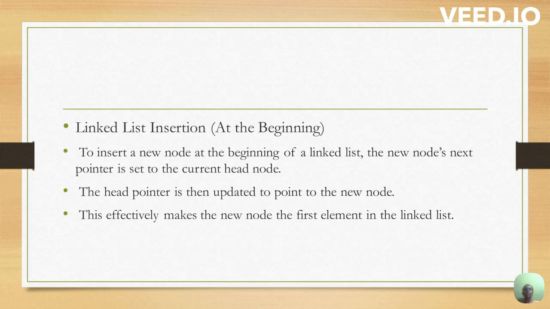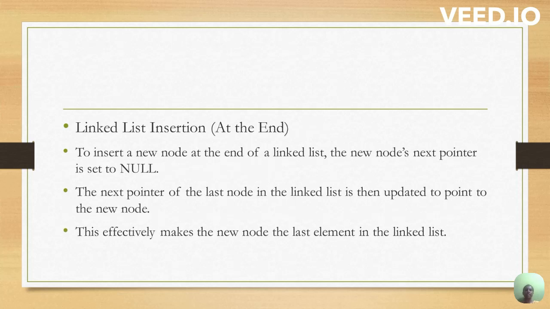Next, we will see linked list insertion at the beginning. To insert a new node at the beginning of a linked list, the new node's next pointer is set to the current head node. The head pointer is then updated to point to the new node. This effectively makes the new node the first element in the linked list.